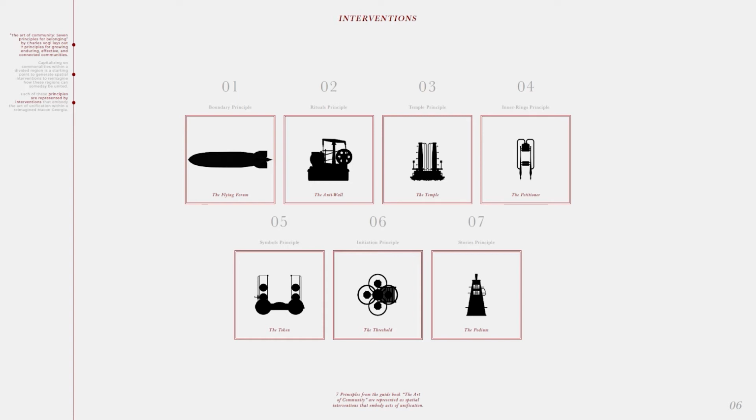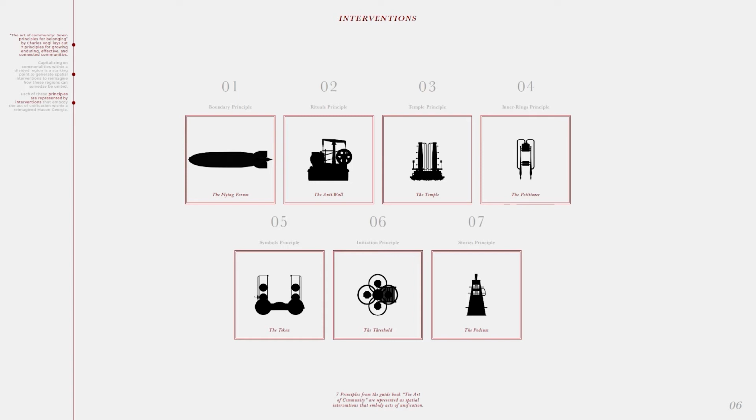Capitalizing on commonalities within a divided region is a starting point for me to generate spatial interventions so that I can start to reimagine how regions can someday be united. Each of these principles, from The Art of Community by Charles Vogel, is represented by an intervention. These interventions embody the act of unification within a reimagined Macon, Georgia, 1937.